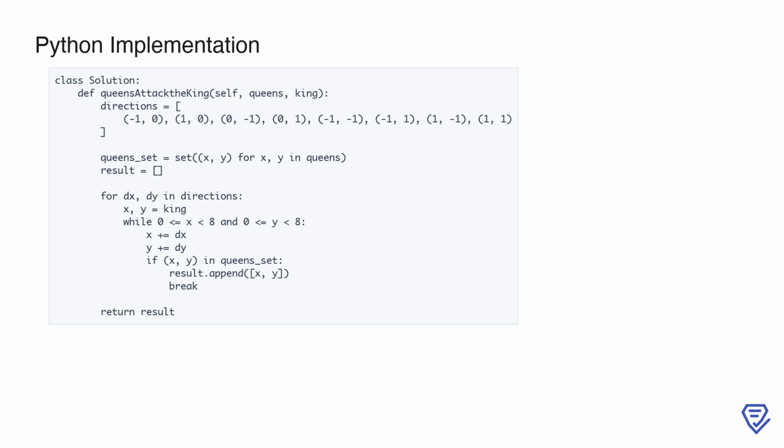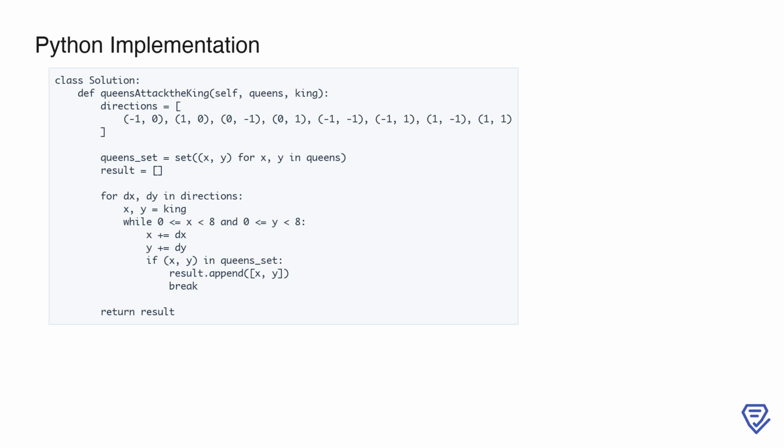Next, the list of queen positions is converted into a set for efficient lookup, as checking membership in a set is faster than in a list. An empty list result is initialized to store the positions of queens that can attack the king. For each direction in the directions list, the algorithm iteratively steps from the king's position in that direction. This is done by repeatedly adding the direction's x and y offsets to the current position.